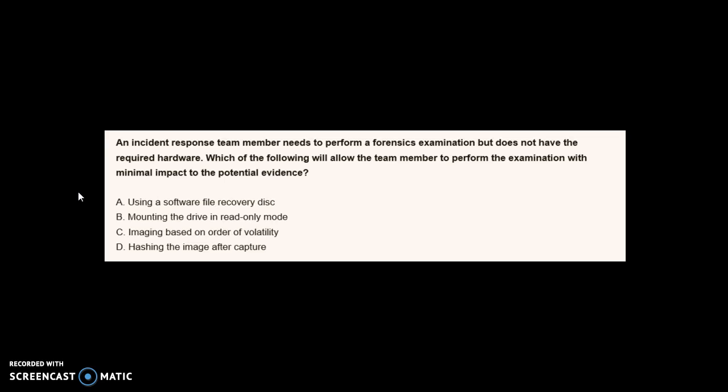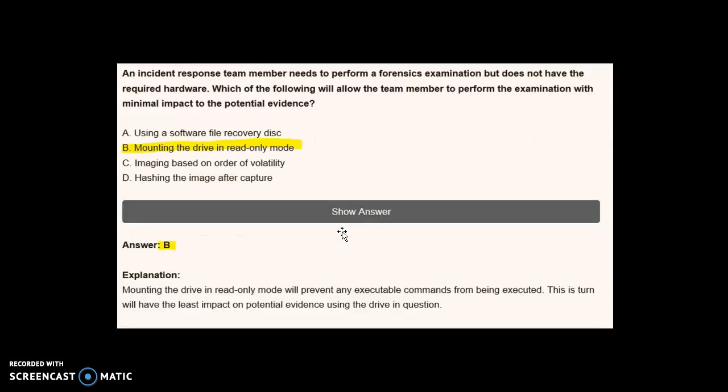An incident response team member needs to perform a forensic examination but does not have the required hardware. Which of the following will allow the team member to perform the examination with minimal impact to the potential evidence? The answer is B, mounting the drive in read-only mode. Mounting the drive in read-only mode will prevent any executable commands from being executed. This in turn will have the least impact on potential evidence using the drive in question.